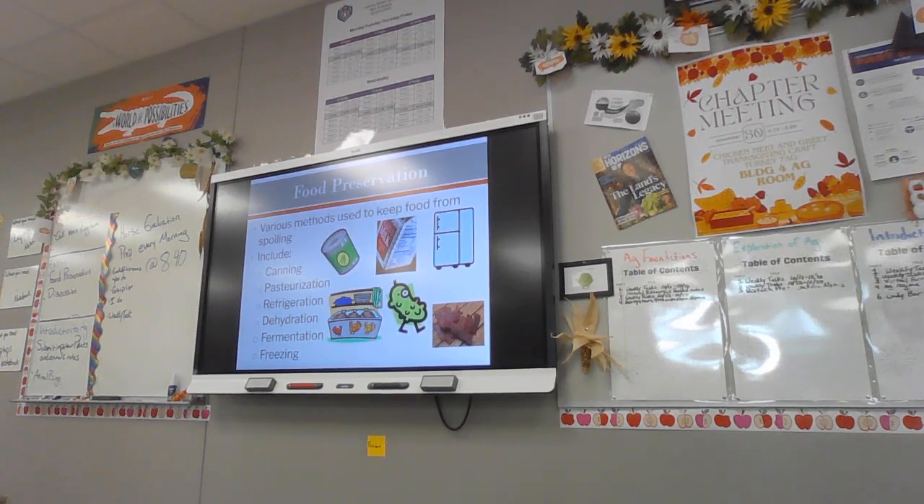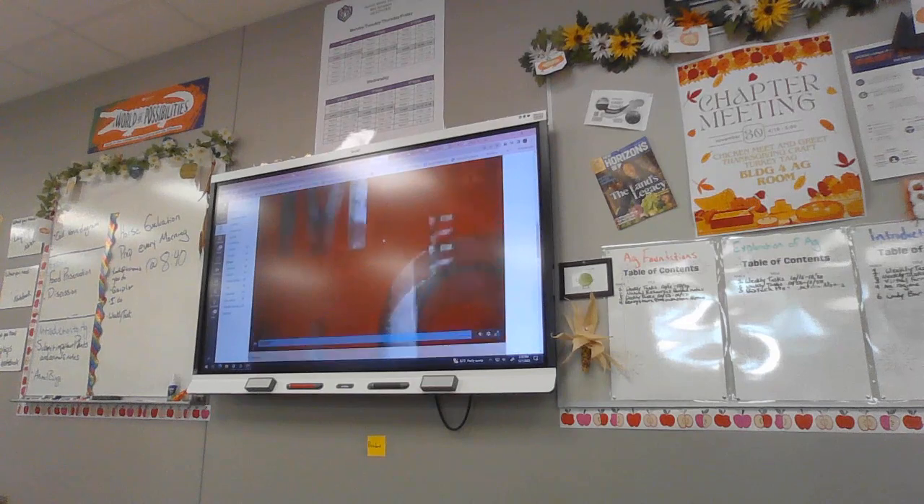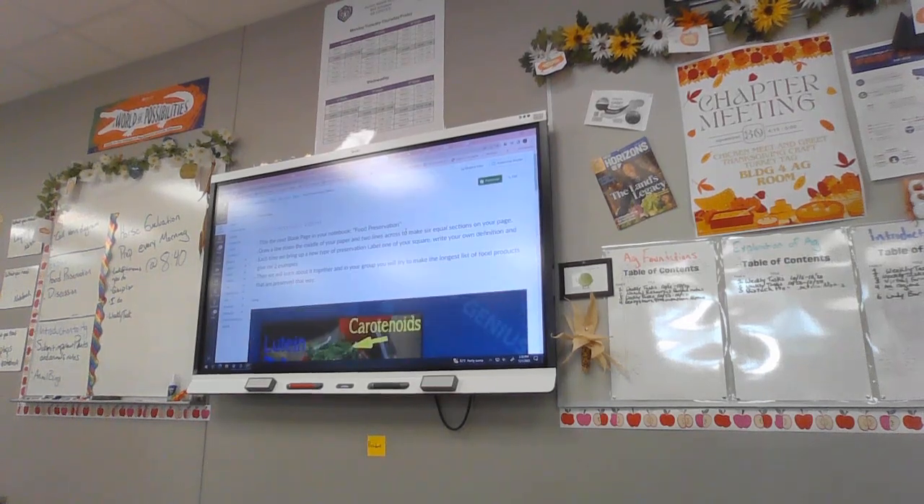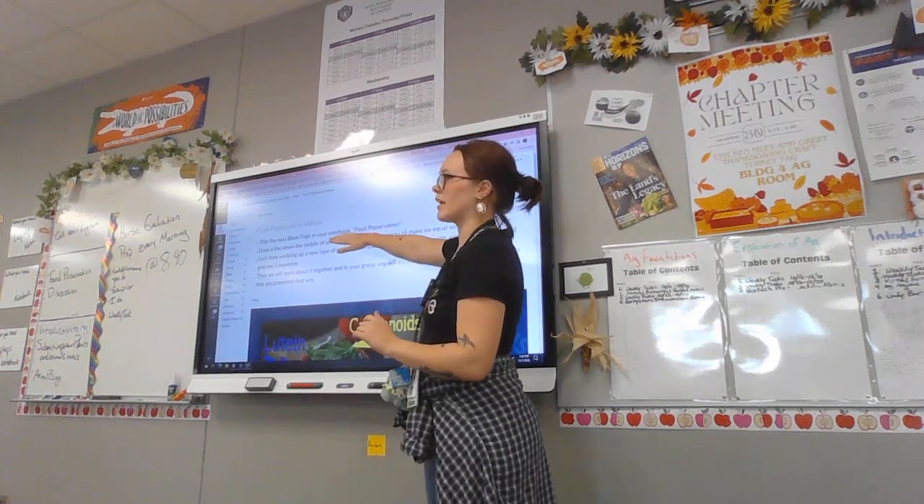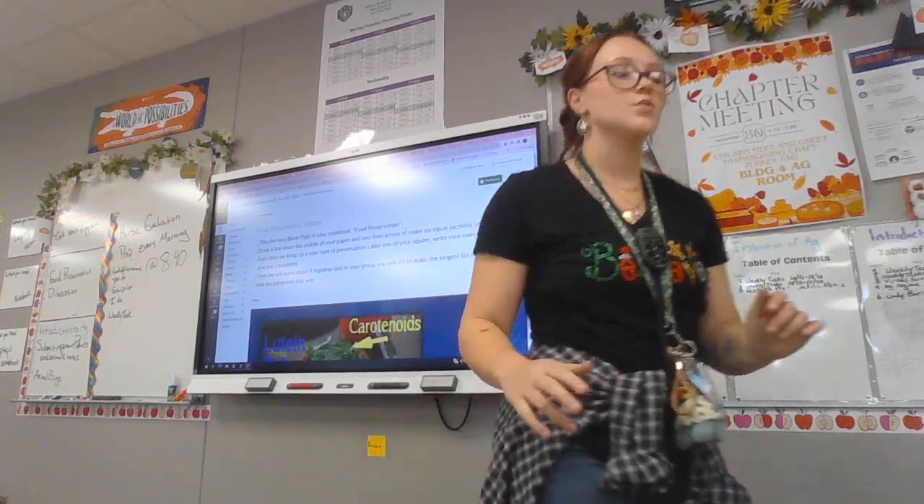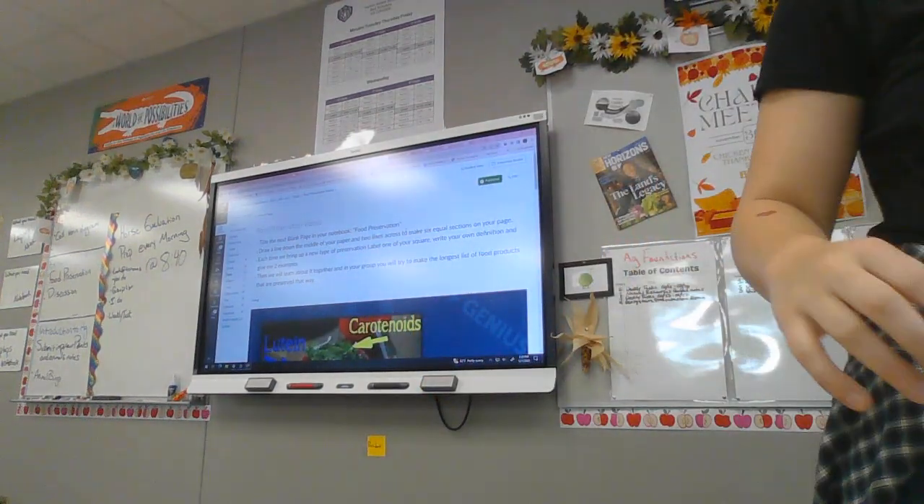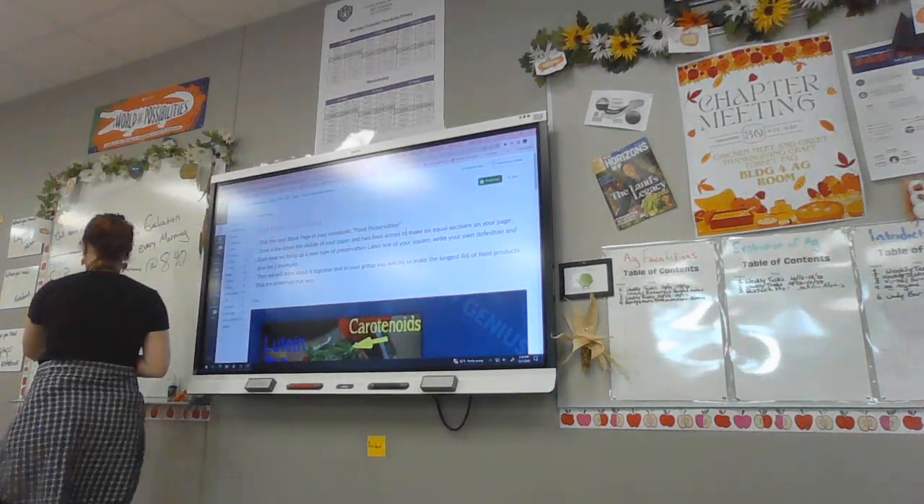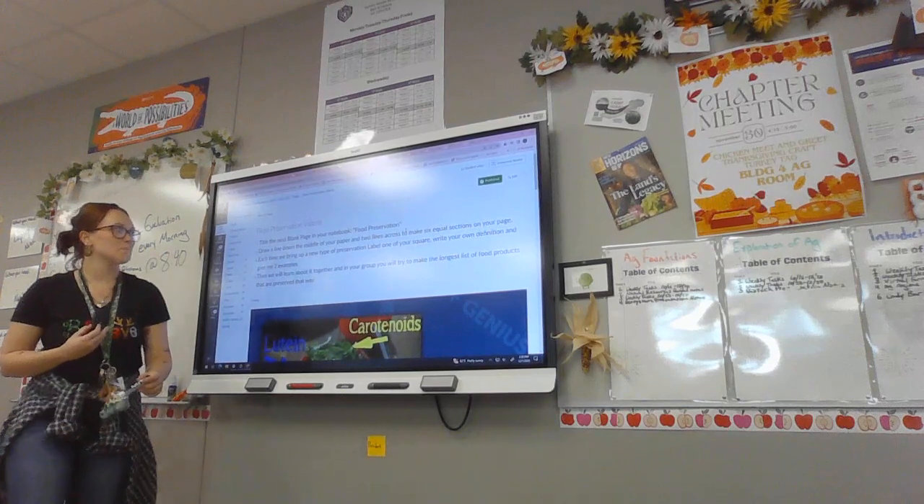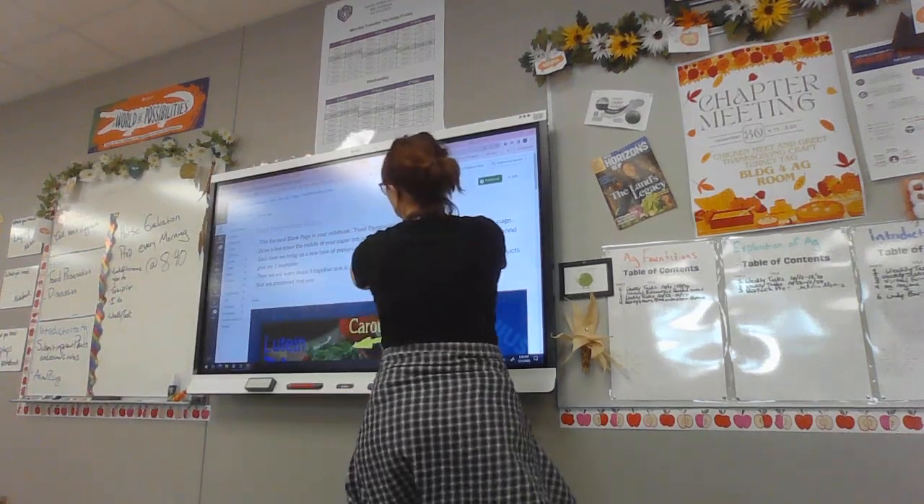Now, what you're going to do in your notebook, scroll all the way to the top. On the next blank page in your notebook, you're going to title it Food Preservation. So yes, you do need a pen or pencil.